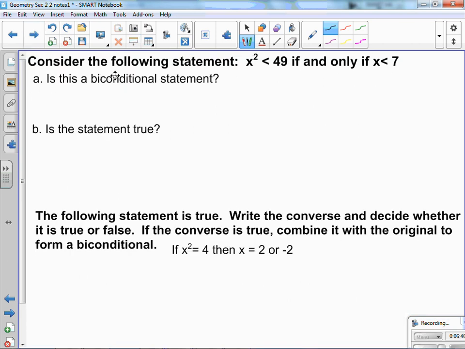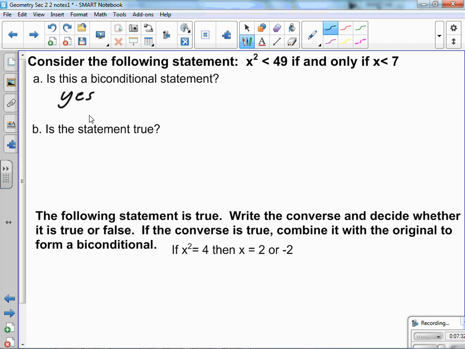So now we're considering the following statement: x squared is less than 49 if and only if x is less than 7. So I have a couple questions that go along with that. First off, is this a biconditional statement? And so when we hear the word biconditional statement, we should be looking for one phrase in particular, which is if and only if. And that's the only requirement we have that makes it a biconditional. So if we look at this statement, if and only if is in the middle of the statement. So that's going to be a yes. Yes, it is a biconditional statement.